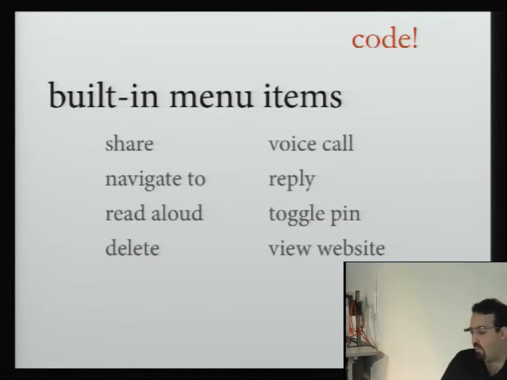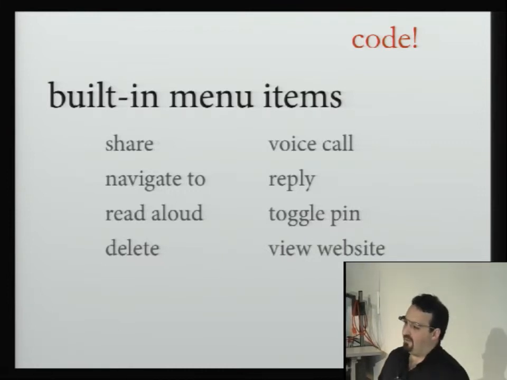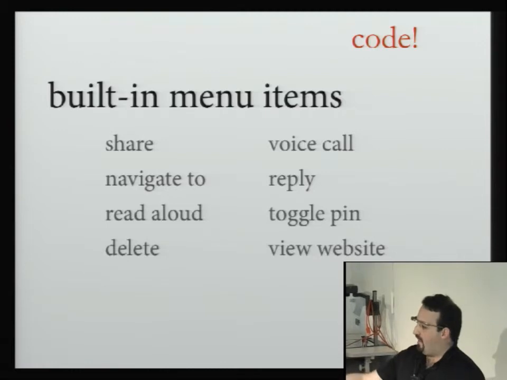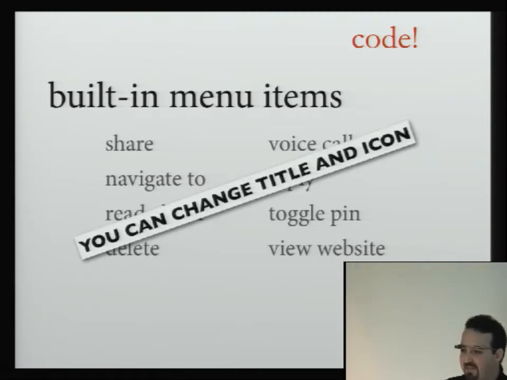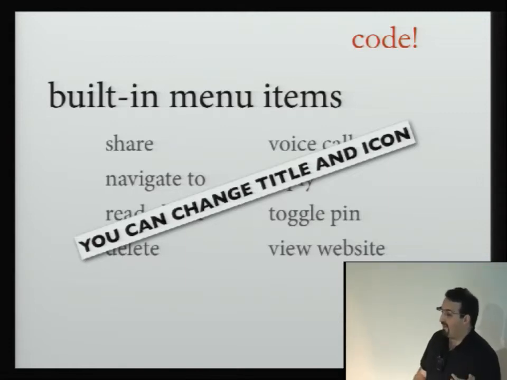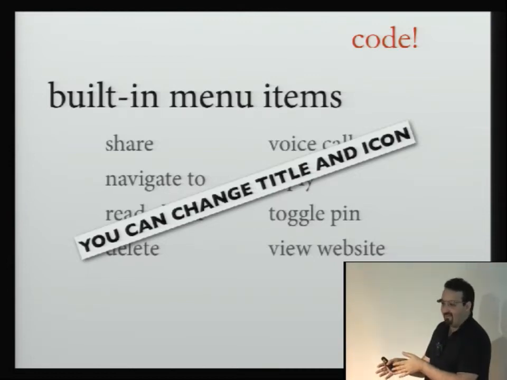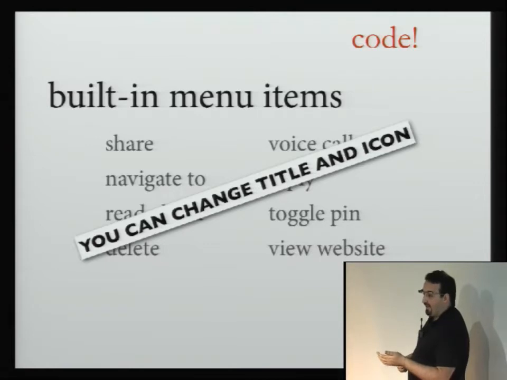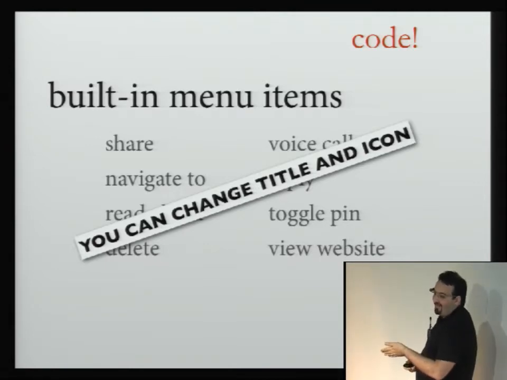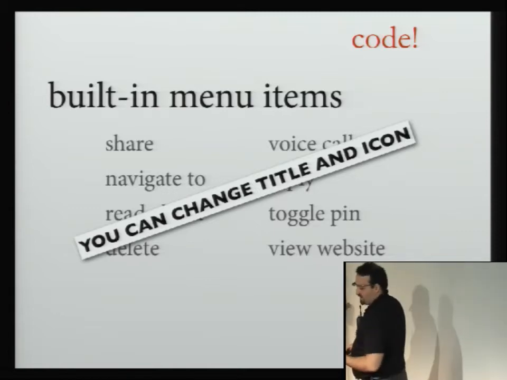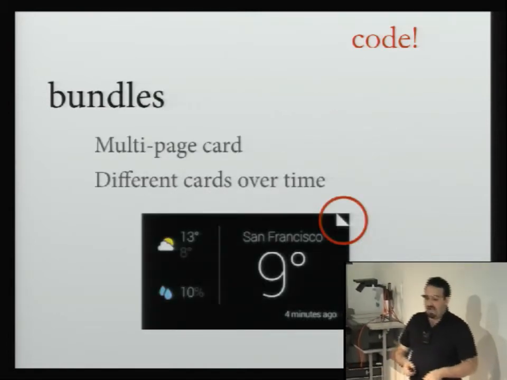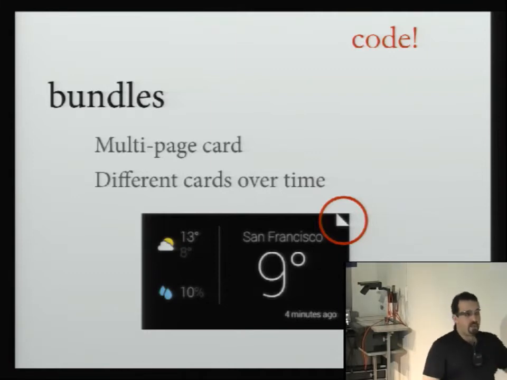And this month, View website has arrived as a possible option, so we can trigger a URL from a card. The cool thing here is that you can change the title and the icon. So instead of saying View website, it can say Start Game with a different icon, and it will open the browser. Or instead of reply, it can say Search by voice, and it will trigger dictation mode. So you can change the name of the built-in actions. The last thing is that you can create bundles.